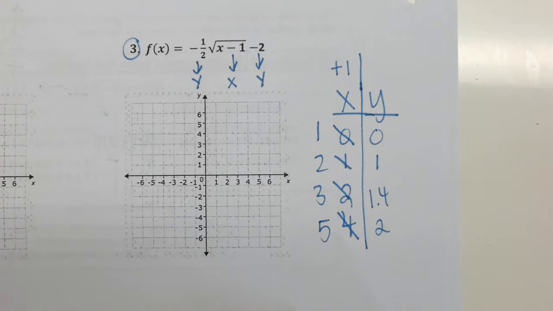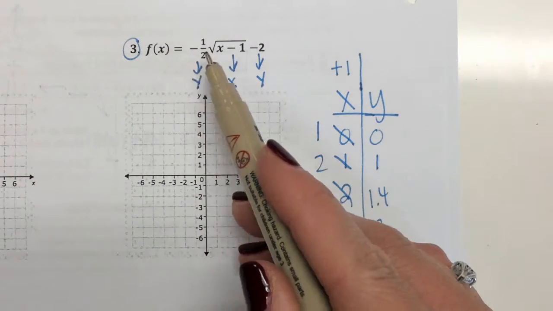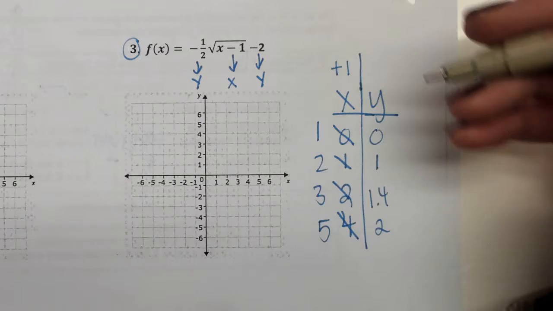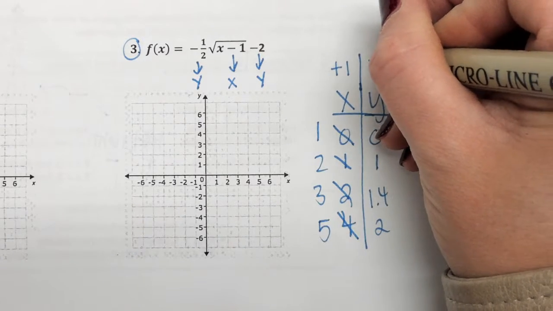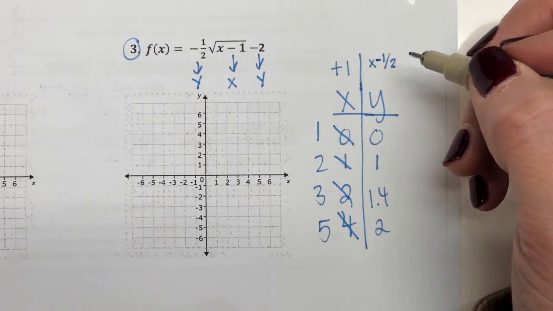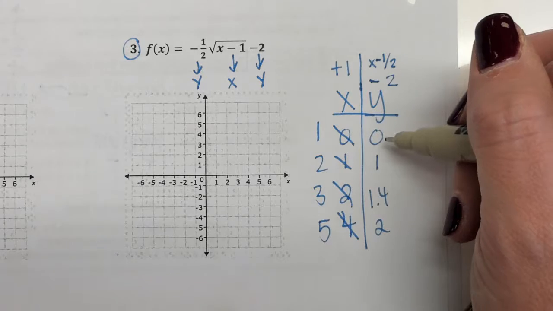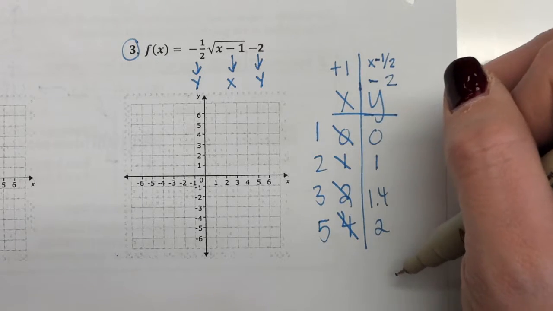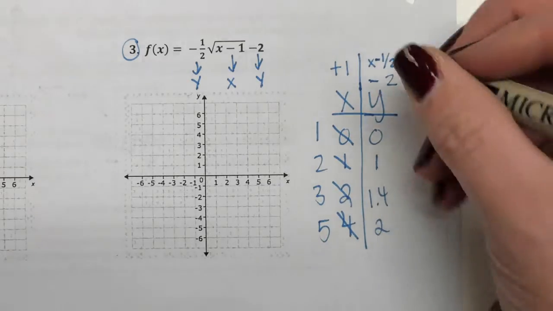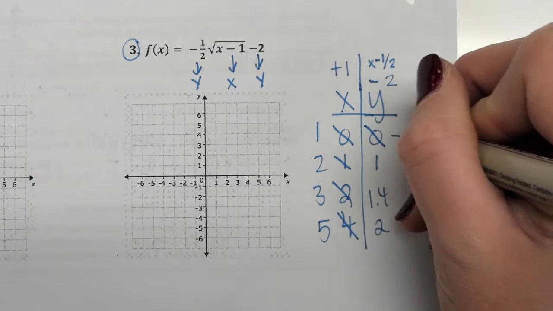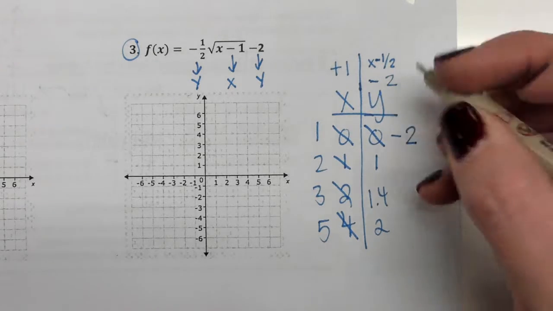Alright, the y is a little different. We're going to start by going left to right, looking at what's happening. We're going to multiply by this negative 1/2, so times negative 1/2. And then we're going to do what? Subtract 2. So multiply these by negative 1/2 first, then subtract 2. So let's do 0 times negative 1/2, minus 2. Good. 1 times negative 1/2, minus 2.